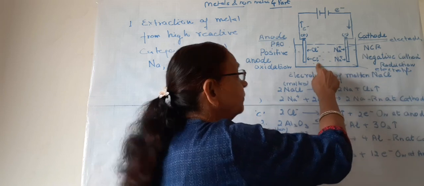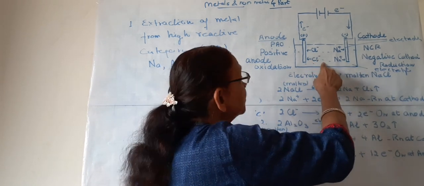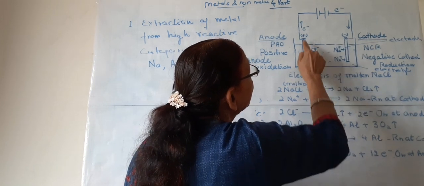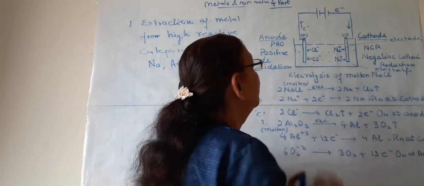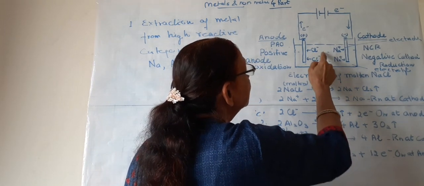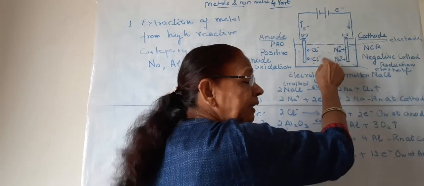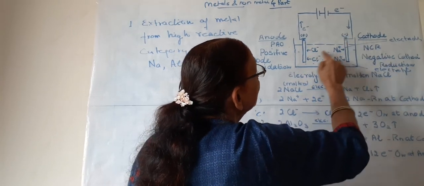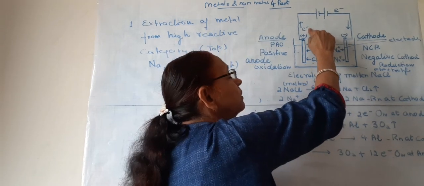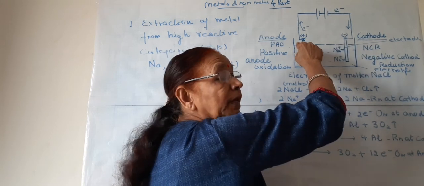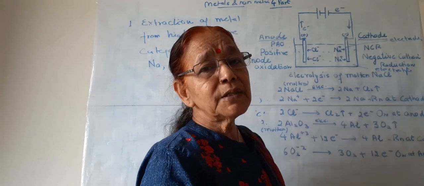At the anode, the Cl⁻, the anion of NaCl, is negatively charged and is attracted to the positive electrode, the anode. So these chlorine ions come to this anode with their negative charges, and they lose these electrons on this anode. All of you know how NaCl is formed.